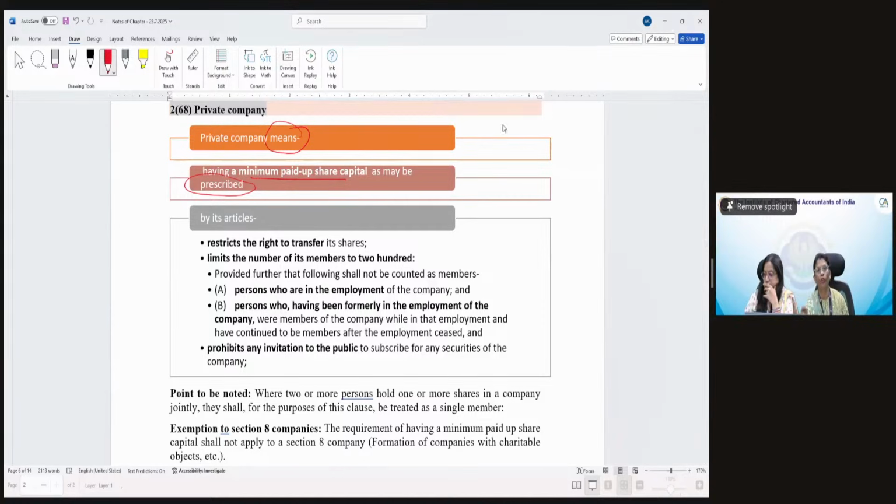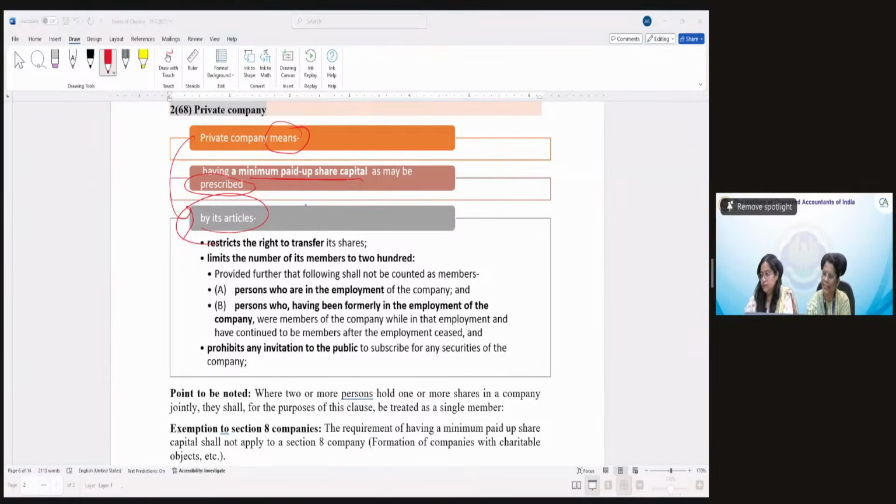But as of now, nothing has been prescribed under the rules regarding the minimum paid up share capital. Anytime the government likes, it can introduce such limitations. But as of now, there is no prescribed limit of paid up share capital for private companies. You need to see what the articles prescribe, what restrictions or additional conditions have been imposed for a company to be a private company.